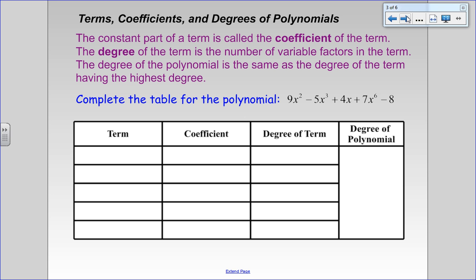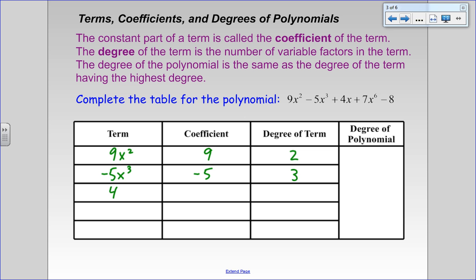Notice that this polynomial contains 5 terms. The first term is 9x squared. This term has a coefficient of 9, and it has a degree of 2 because there are 2 variable factors, 2 x's multiplied together in that term. Now it's customary to consider terms to be separated by plus signs. So instead of minus 5x to the third, we can think of plus negative 5x to the third. And so our second term is actually negative 5x cubed. This means it has a coefficient of negative 5 and a degree of 3, since there are 3 variable factors.